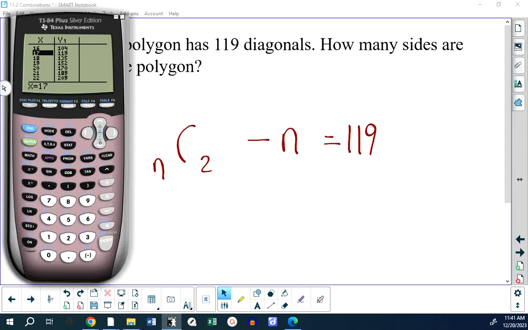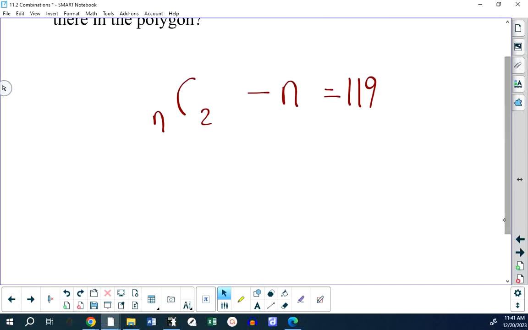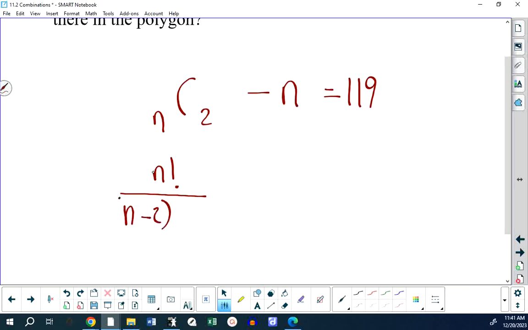If this is a written response, and I'm not going to show you all of the algebra because we just did one similar to it, you would have n factorial over n minus 2 factorial minus n equals 119. I'm glad when I asked in the previous question about the handshakes, what would you do first, that Jay said multiply by the 2 factorial first. You don't have to, but I think it's wise here.